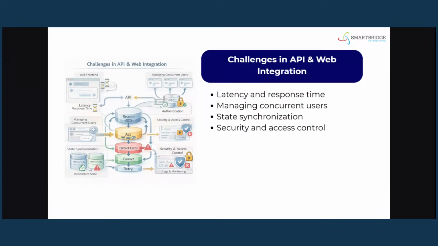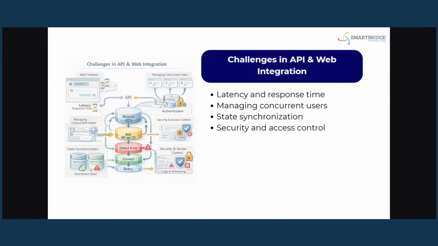Building agentic AI systems is exciting, but it comes with real challenges. One of the biggest challenges is latency. AI reasoning can take time, and users expect fast responses. Managing multiple users at the same time is another challenge. Systems must handle concurrency without mixing up state or context.